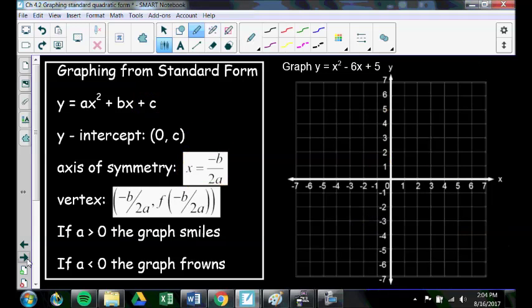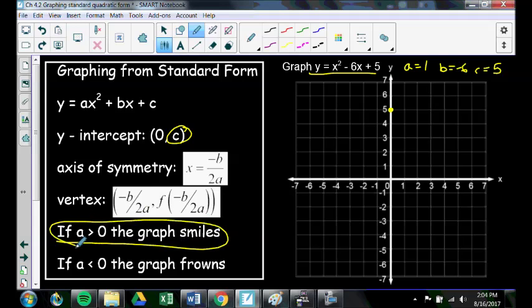So let's graph this. I have y equals x squared minus 6x plus 5. So right now the a value is 1, the b value is negative 6, the c value is 5. I know there's a y-intercept at (0, c), which in this case is (0, 5). So there's a y-intercept right there. I also know since the a value is positive, the graph is going to point up. It smiles, so it'll be going kind of like this.